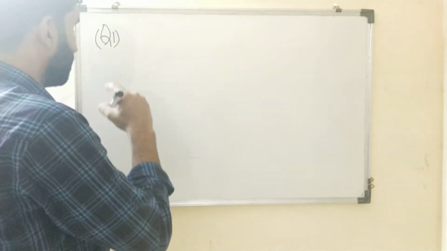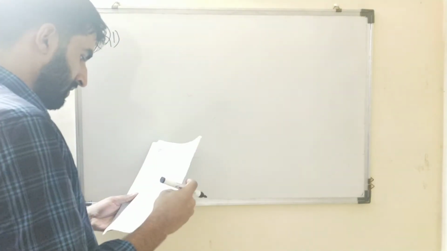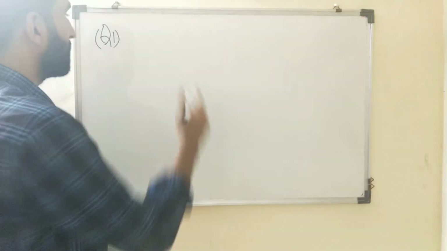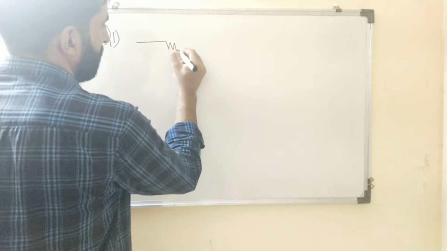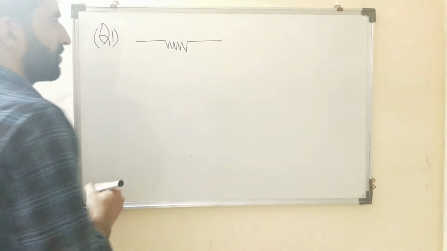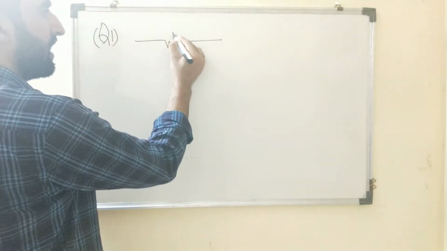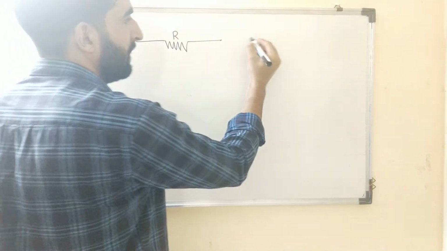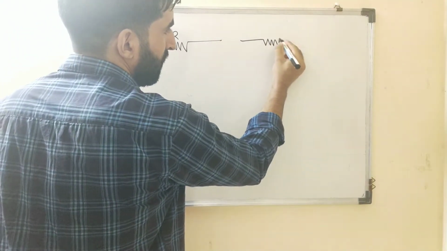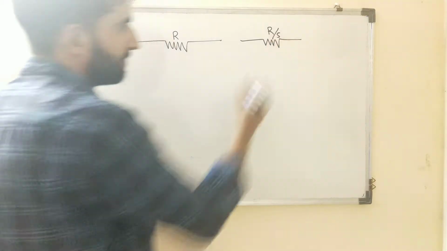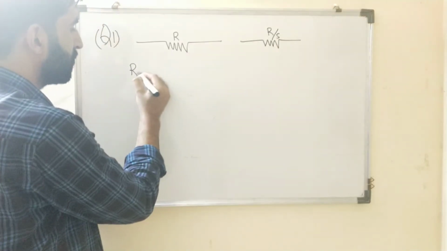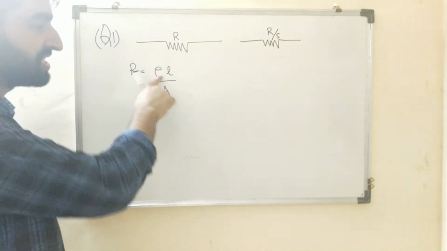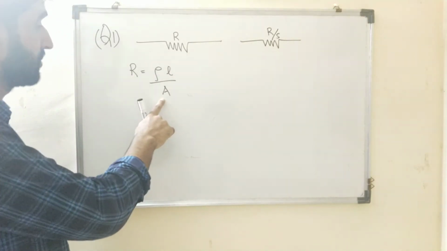So we have a piece of wire of resistance R. Here there is a resistor whose resistance is R. So I am just splitting it into 5 equal parts. So each part will now have a resistance of R by 5, because resistance is rho L divided by A. Rho is the resistivity, L is the length and A is the cross sectional area.